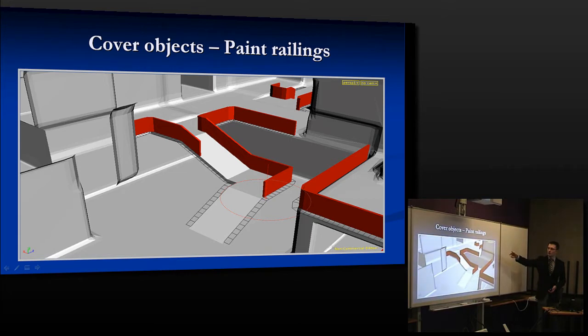As I said, you can do it manually, so you can simply, for example here, paint the railings on the ledge, and that just works really simply. You just paint a color, and if you paint it black, it removes it.